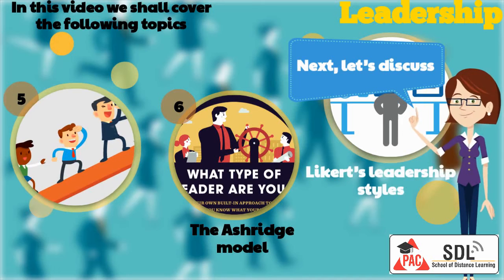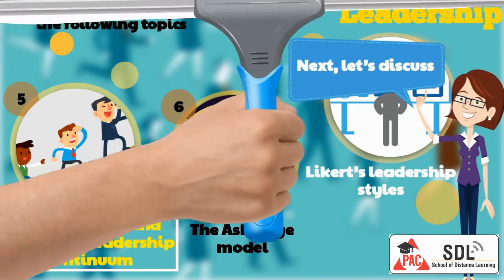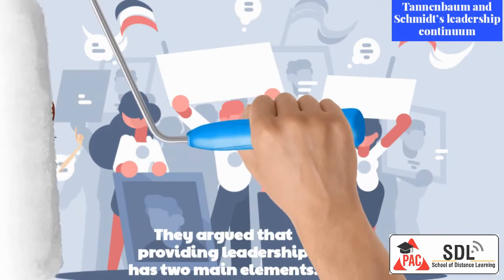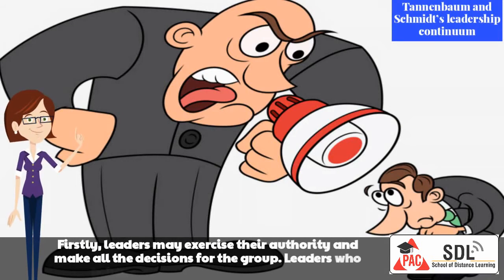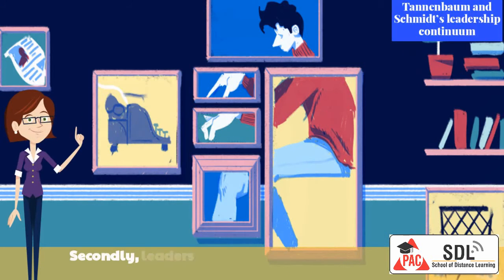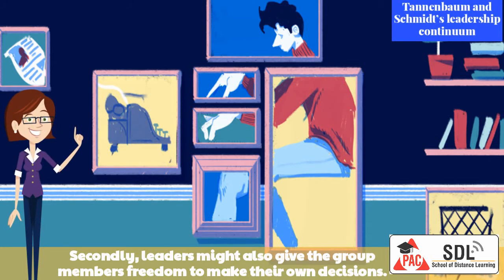Next, let's discuss Tannenbaum and Schmidt's leadership continuum. They argued that providing leadership has two main elements. Firstly, leaders may exercise their authority and make all the decisions for the group. Leaders who behave in this way are authoritarian. Secondly, leaders might also give the group members freedom to make their own decisions.